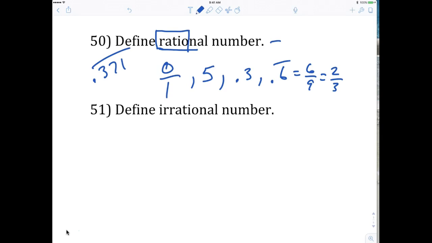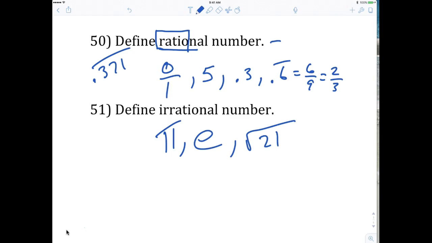What's a famous irrational number? Pi. Somebody else? There's another symbol that's irrational. You'll learn in Algebra 2. Good. E. E is irrational. The number or the letter E is considered irrational. All right? The other common irrational, square root of 21.